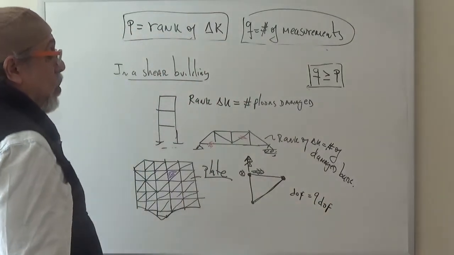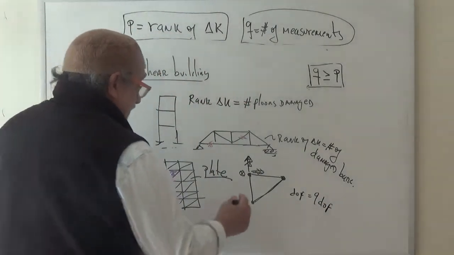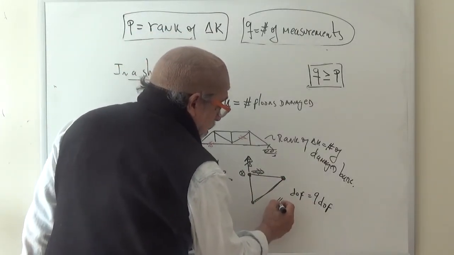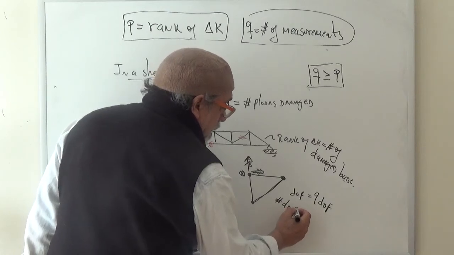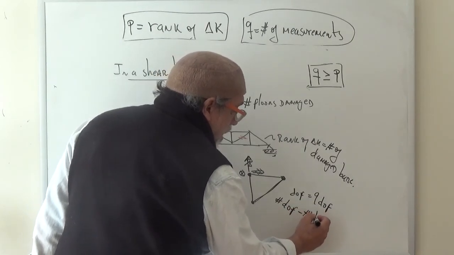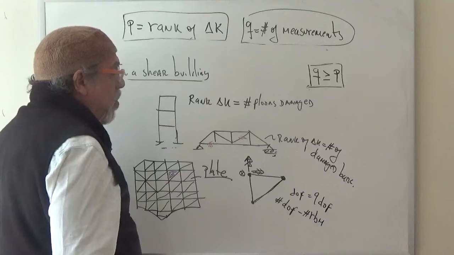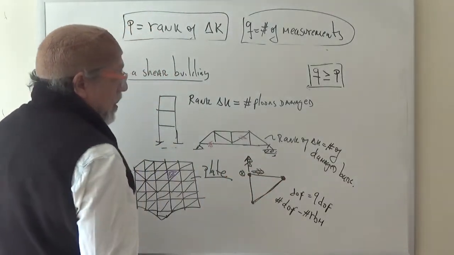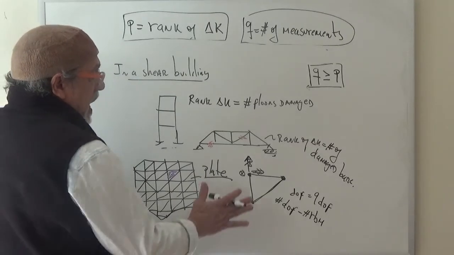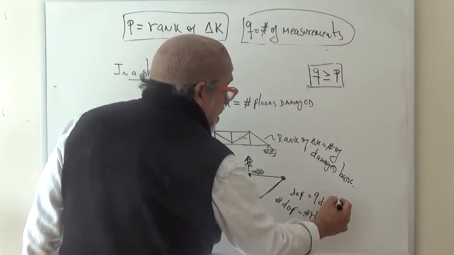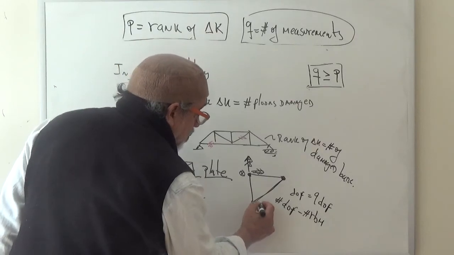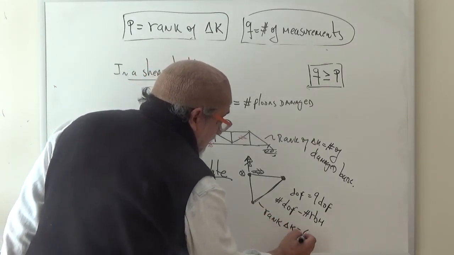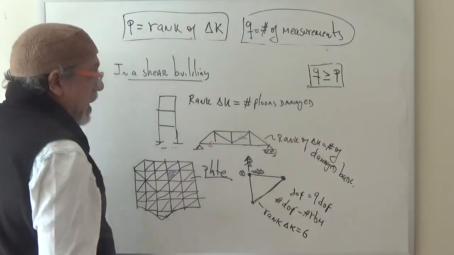Now, the rank of delta K, if I got damage over one of these plates, would be the number of degrees of freedom in the element minus the number of rigid body modes. That is, how many ways can this element move without incurring any strains. And in this case, we would find that the number of rigid body modes would be 3. So the rank of delta K would be 6 if we had damage over one element.